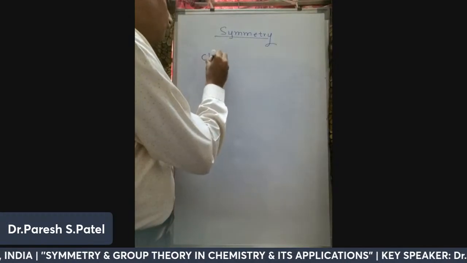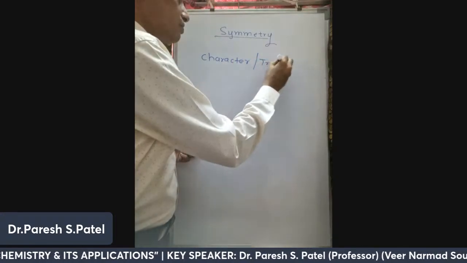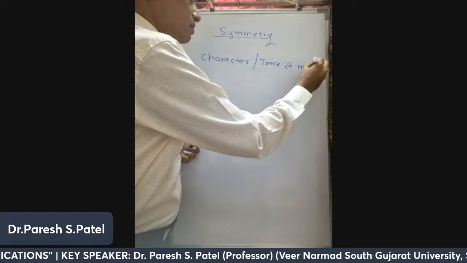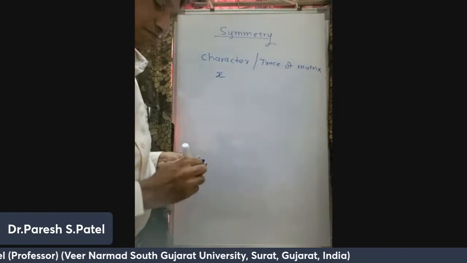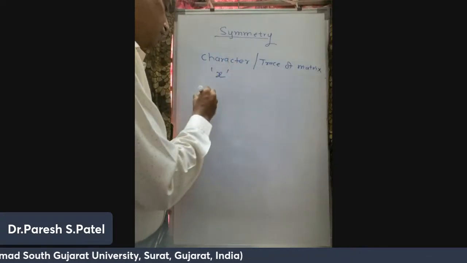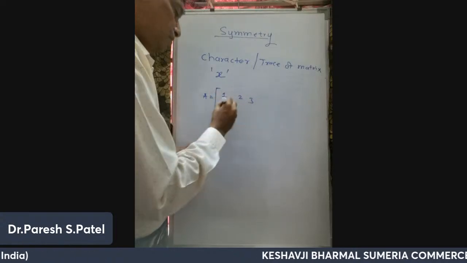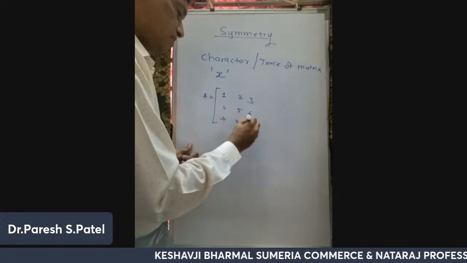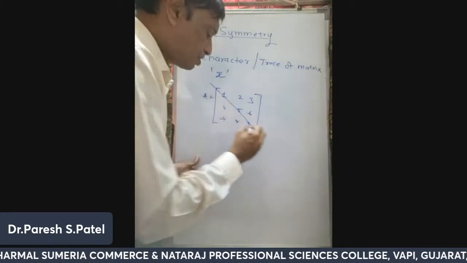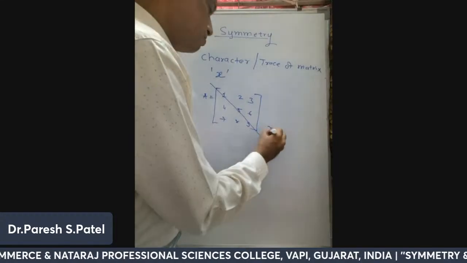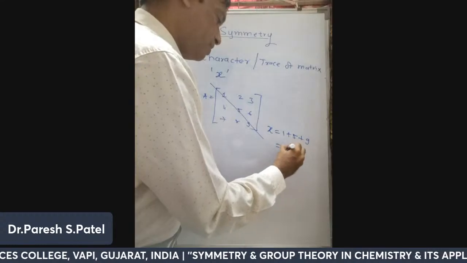Now, character or trace of a matrix. Character or trace of a matrix can be represented by a chart. And the character of any matrix is equal to 1, 2, 3, 4, 5, 6, 7, 8, 9. Now, the character or trace of this matrix is equal to the summation of diagonal elements. So, the character of this matrix is equal to 1 plus 5 plus 9. So, the character of this matrix is equal to 15.